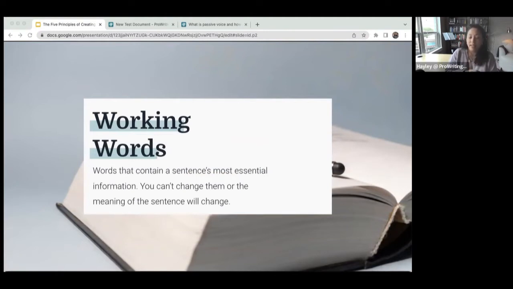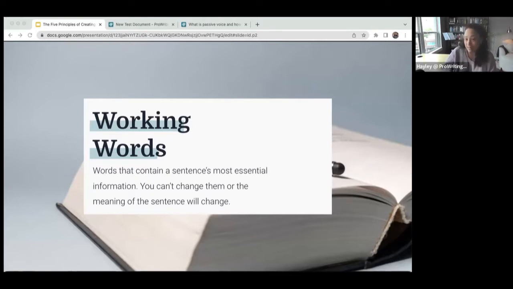So a working word tends to be a noun, a verb, an adjective, something that you cannot change or the meaning of the sentence will change. So right now, if I said Hayley delivered a webinar, which is what I'm doing right now, and I changed webinar to pizza, the meaning of the sentence would change. If I changed delivered to skipped, the meaning of the sentence would change. If I changed Hayley to Knox, my dog right there, the meaning of the sentence would change, and potentially the webinar would be way more exciting for all of you if Knox was up here talking instead of me.